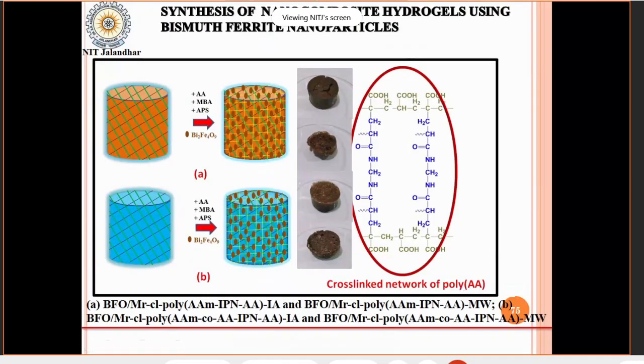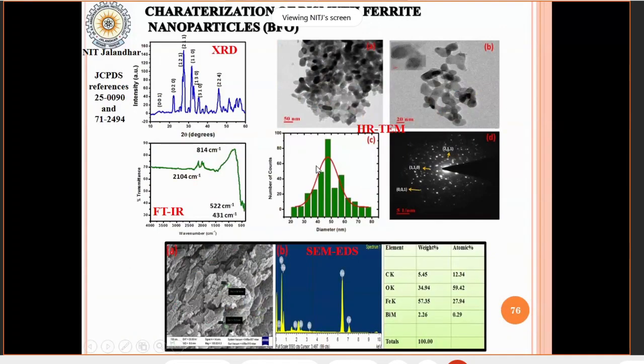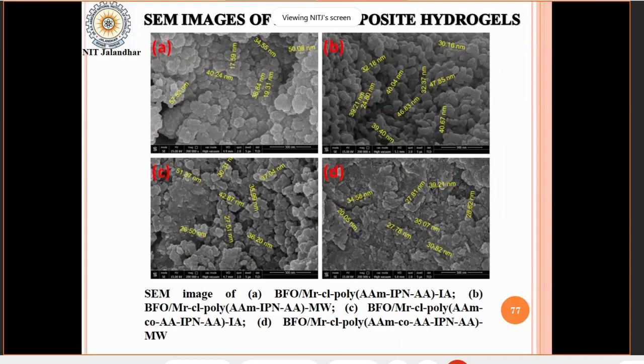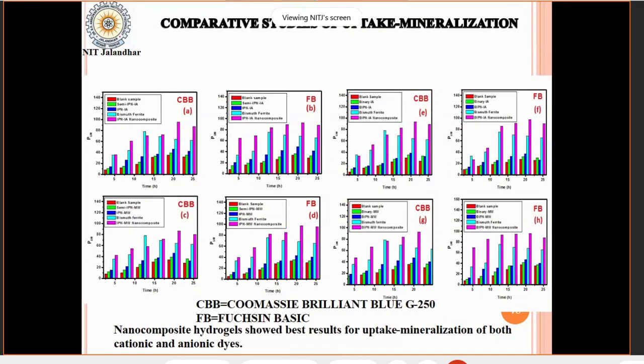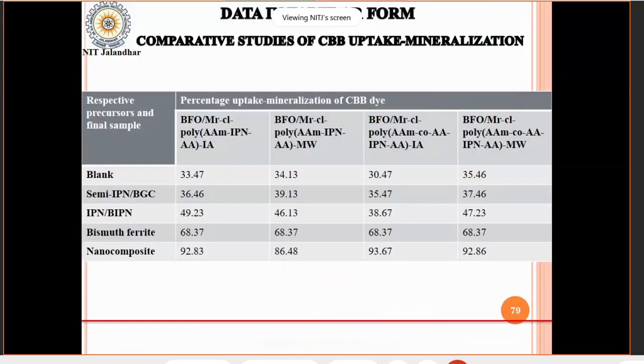So we prepared ferrite nanoparticles, and we could use them effectively for the degradation of different types of dyes. This is the characterization which was done for the nanoparticles. And the CBB and FB dyes were used, and they were degraded with the help of such materials under the impact of sunlight and UV-visible radiations. These are some of the results which we got.